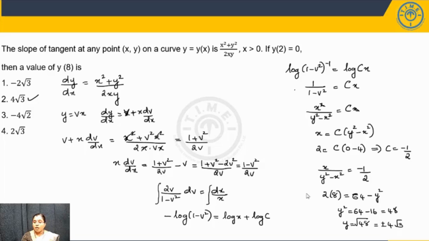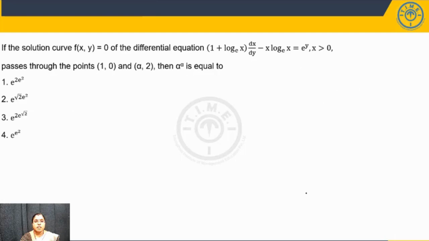I hope it's clear. Now our next question is: if the solution curve f of x, y equal to 0 of the differential equation (1 plus log x to the base e) dx by dy minus x log x to the base e equal to e raised to y, x greater than 0, passes through the point (1, 0) and (alpha, 2), then alpha raised to alpha is equal to. For this, just by looking at it, this is not variable separable, nor homogeneous. It's not even in the form of a linear differential equation.